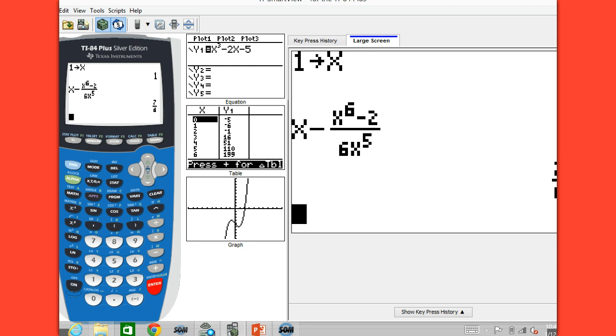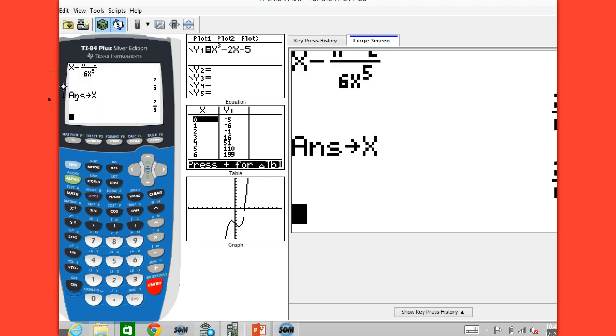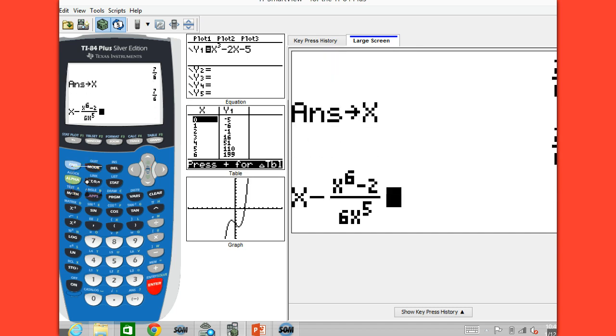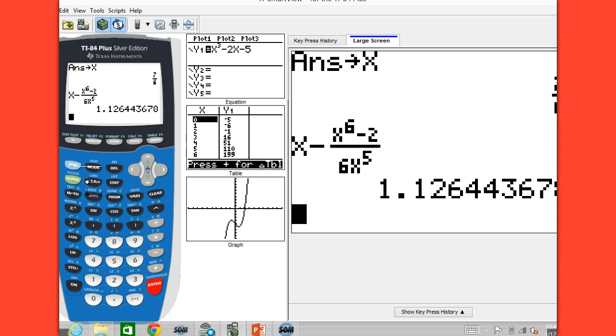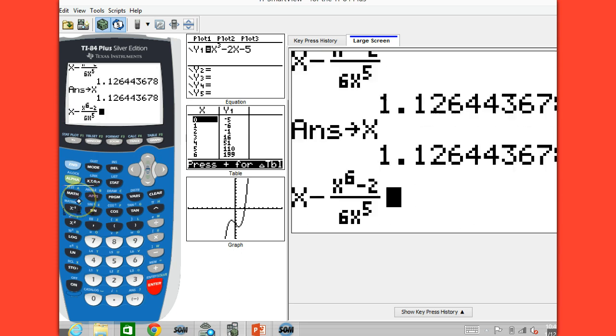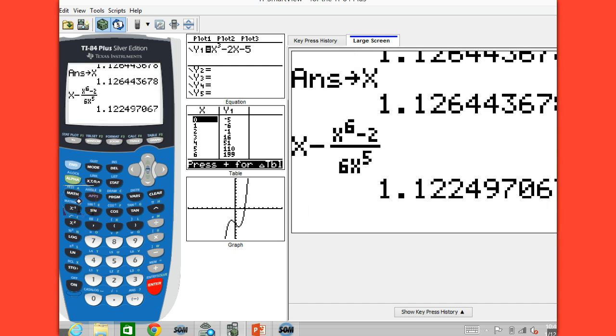Let's store that to x. That's my second approximation right there. So store that to x. It says, okay, I got it. Go back and grab your equation. And this time when you hit enter, it'll plug 7/6 in the place of x. There's your third approximation. Store that to x. Go grab your equation. And there's your next approximation. Not the same thing, so we're going to keep going.